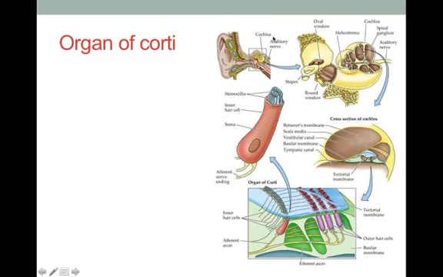Another illustration of the inner ear and the hair cells and the organ of Corti. The reason why I provide so many illustrations is to help you get an idea of how the inner ear looks. And it always helps to look at different views and break it down to understand the organization of the inner ear.